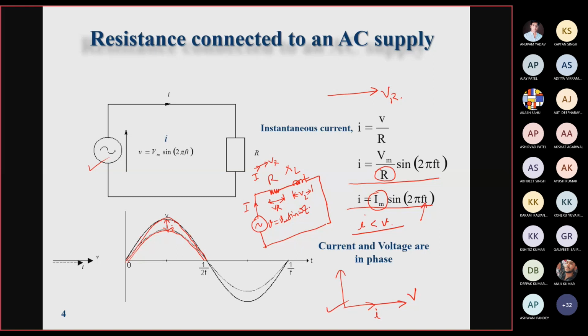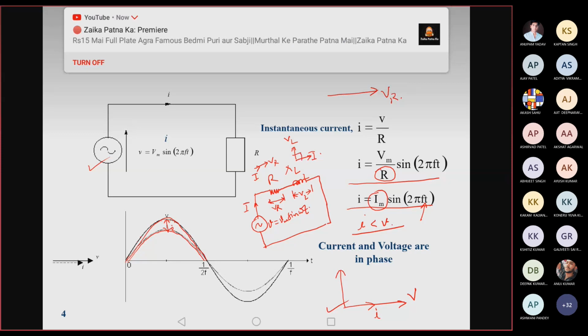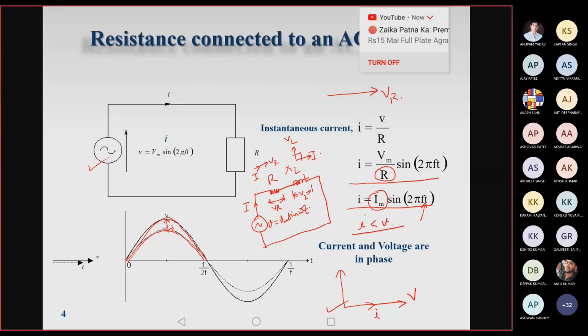But for this inductor, this voltage will lead the current. There will be a 90-degree phase difference between the voltage and the current in the system, because this is a lagging load. So the current will lag the voltage by 90 degrees, right?